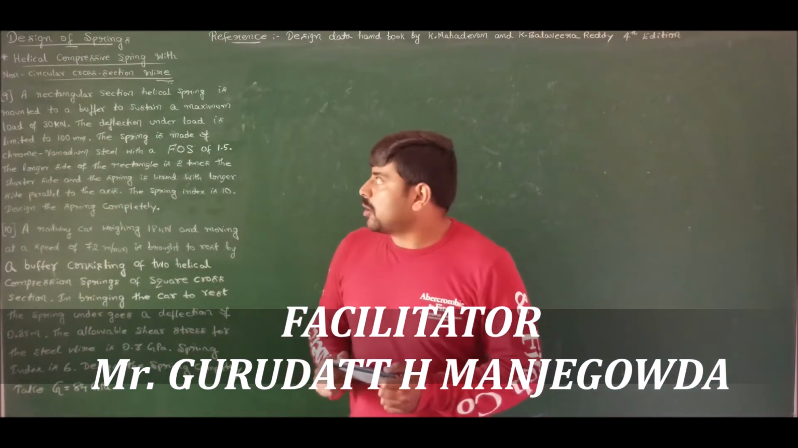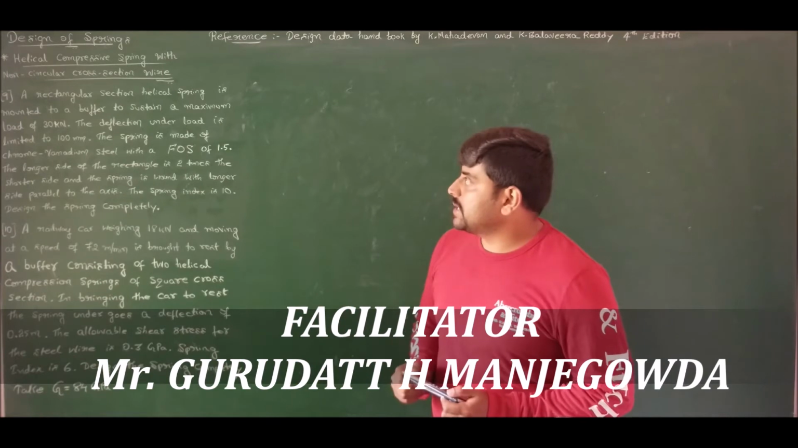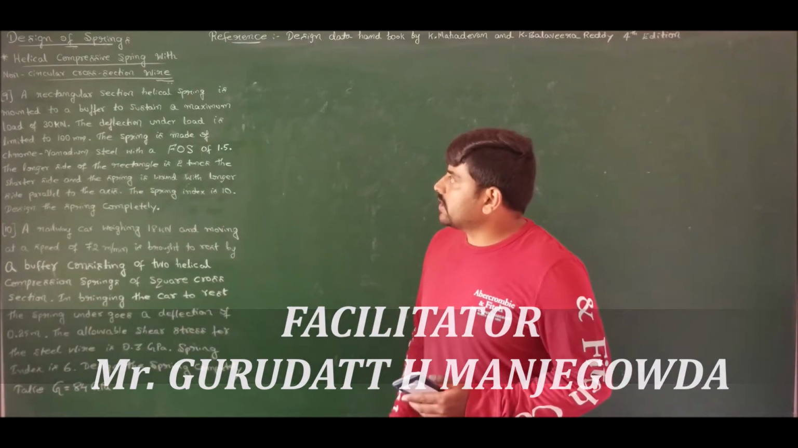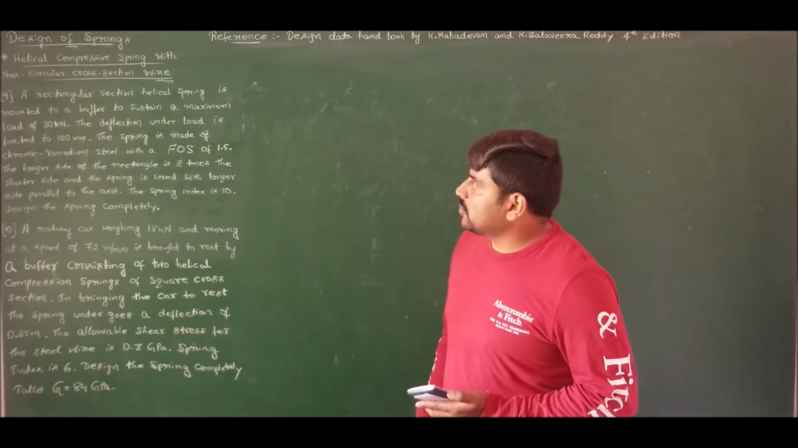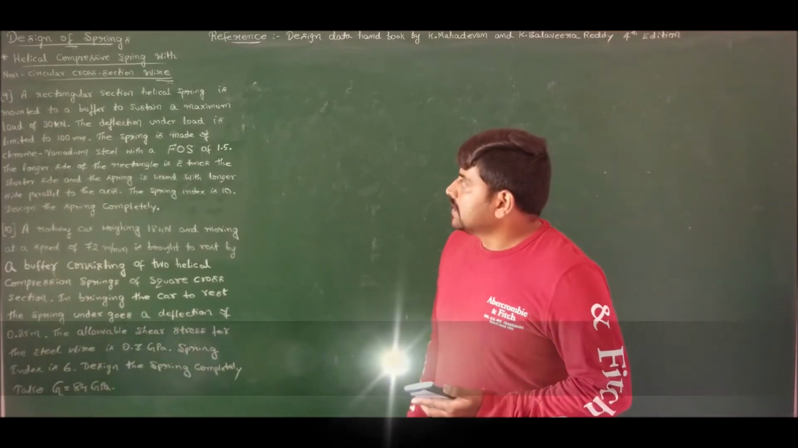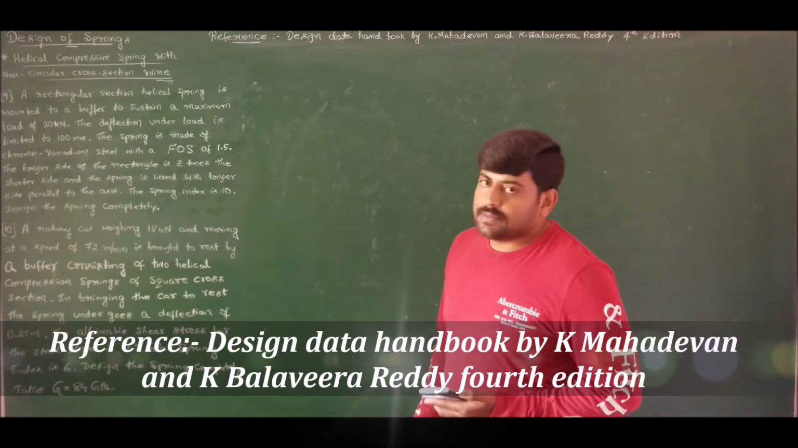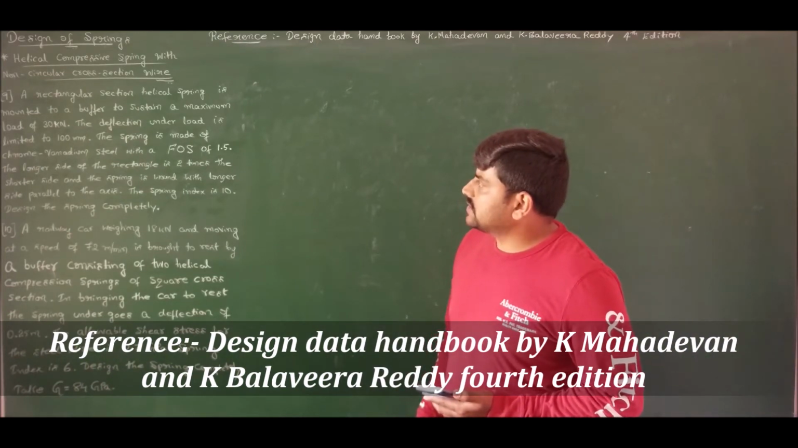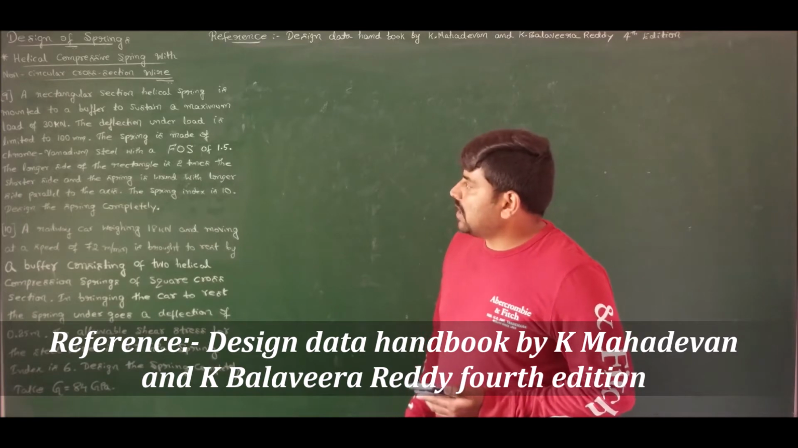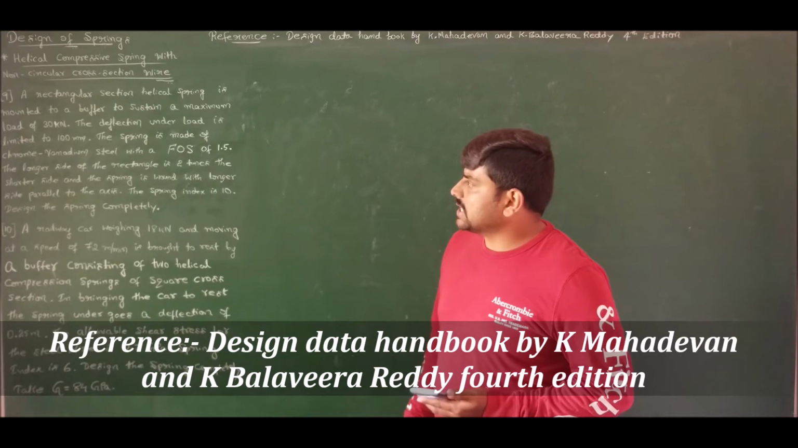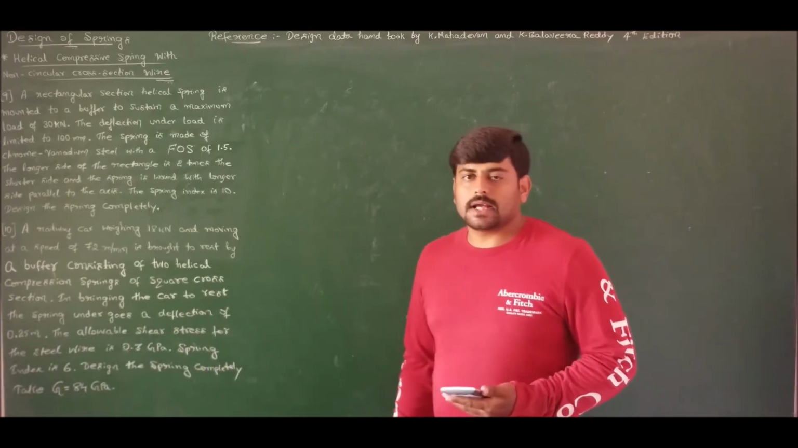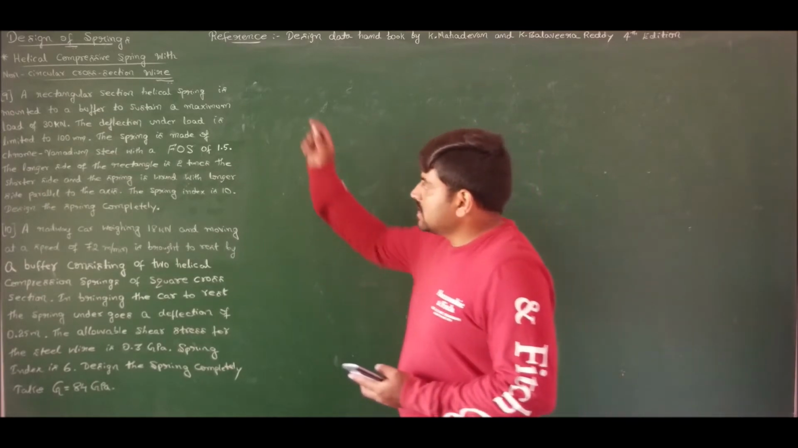Moving ahead, problem number 9 of our discussion on design of springs states that a rectangular section helical spring is mounted on a buffer to sustain a maximum load of 30 kilonewtons. The deflection under load is limited to 100 millimeters. The spring is made of chromium vanadium steel with a factor of safety of 1.5. The longer side of the rectangle is 2 times the shorter side, and the spring is wound with longer side parallel to the axis. The spring index is 10. Design the spring completely. Let us solve this problem.